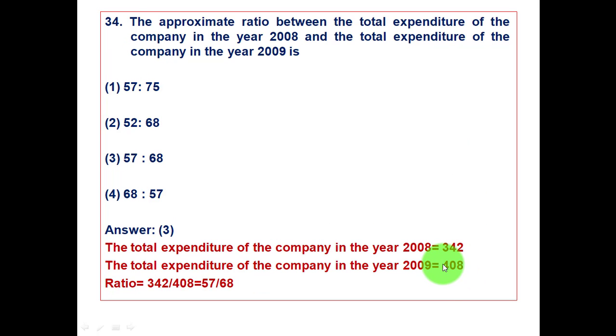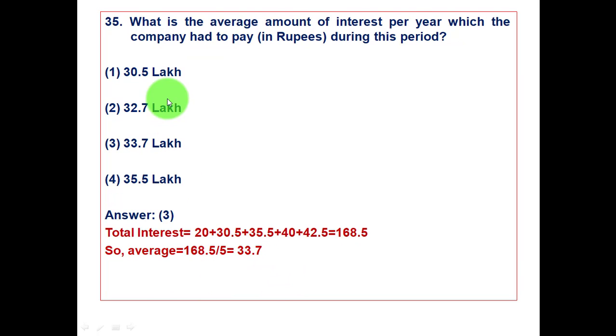So the ratio we need to find out between 2008 and 2009 is 342 divided by 408, and after simplification, you will find 57 by 68. Clear? So first divide by 2, and then one more simplification will lead you to 57 by 68. Clear? Now coming to the next question.